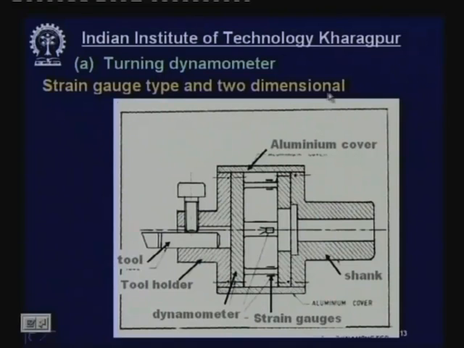Now, turning dynamometer, strain gauge type 2-dimensional dynamometer. The dynamometers can be 1-dimensional, 2-dimensional or 3-dimensional. If the dynamometer can measure only one force, say Pz only, then that will be called 1-dimensional. If it can measure two forces, Pz and another force, Px or Py, this will be called 2-dimensional. If it can measure all three forces, then it will be called 3-dimensional.